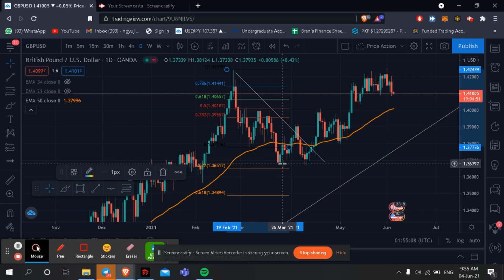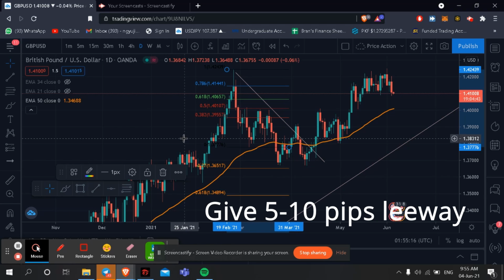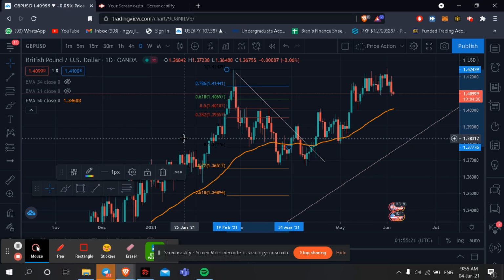So this is another thing to take note. You cannot use the Fib directly. Don't rely on it purely. You have to use your other knowledge such as support and resistance to get your bias.